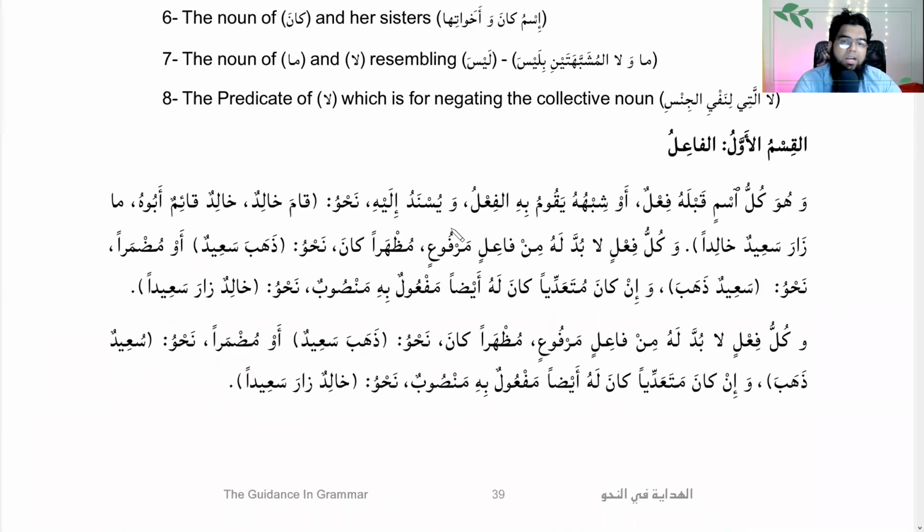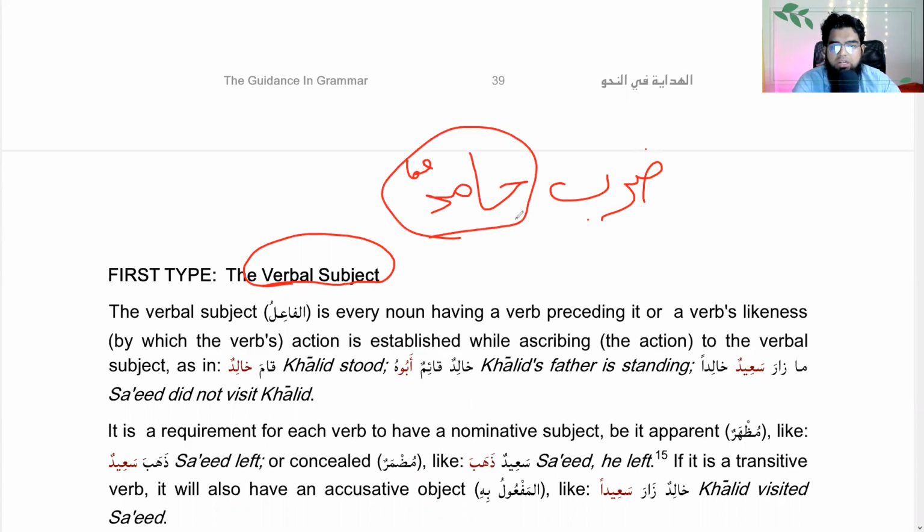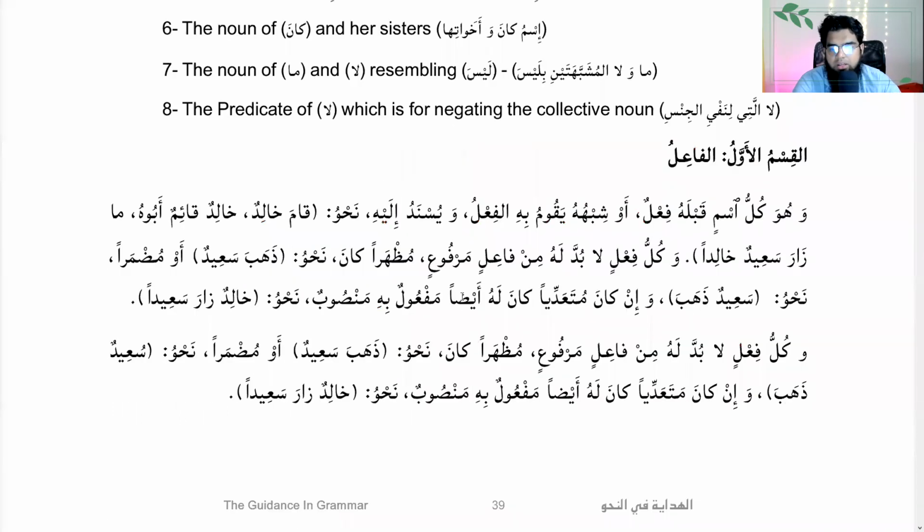So let's see about the fa'il. What is the fa'il? Wa kullu ismin qablahu fi'lun aw shibhuhu yaqumu bihi al-fi'lu. He says the verbal subject. They translate fa'il as the verbal subject, like daraba Hamidun. Who hit? Who's the one doing the action of hitting? It is this guy Hamid. So Hamid is called the fa'il, the verbal subject, not the subject of subject-predicate.